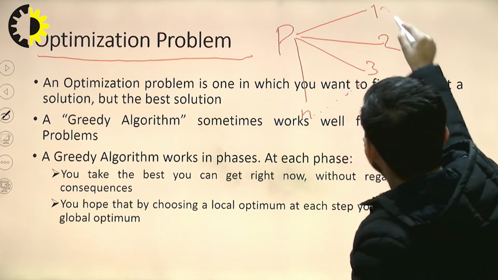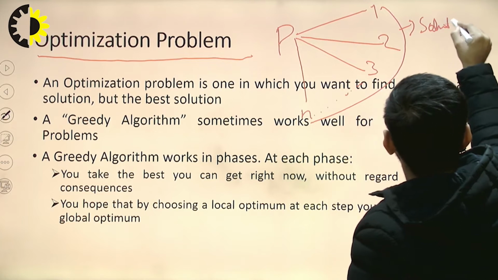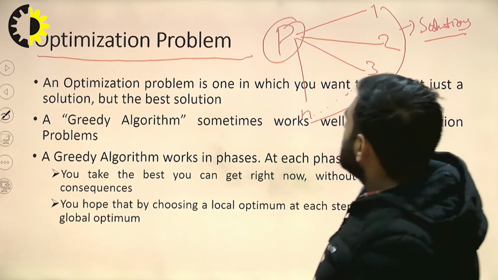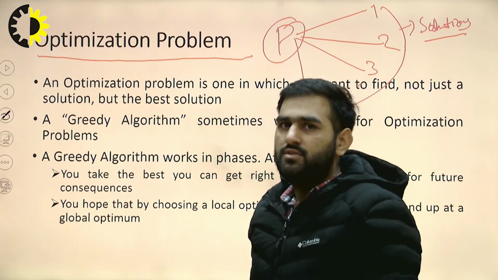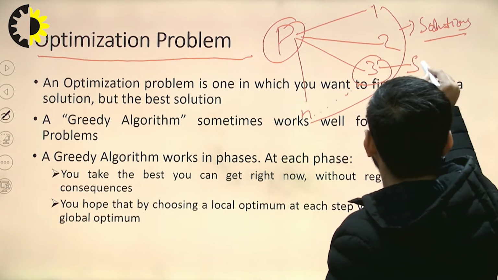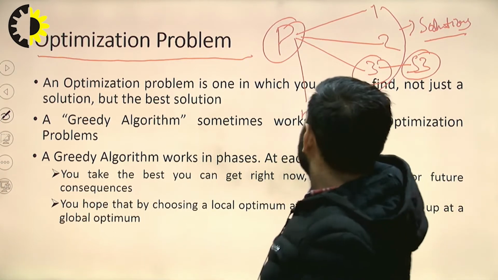These are the solutions for a problem P. So these are the solution set, but we have to find which is the optimized one. Suppose solution number 3 is the optimized one. Solution 3 is the optimized one. So this is the solution of the optimization problem.